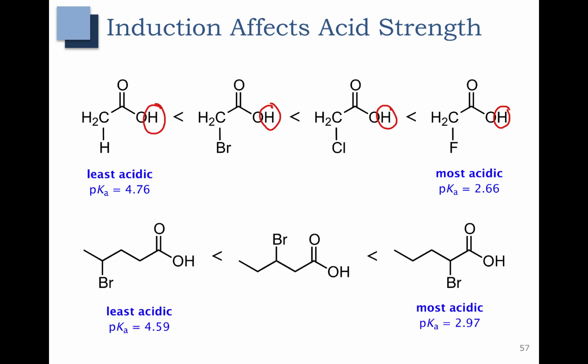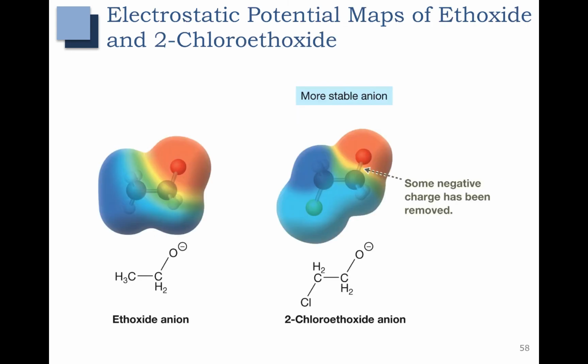Another trend that you see is the distance of the inductive effect plays a role. So if I have a bromine that's really close to the carboxylic acid, it's going to affect the acidity more. The further I move the bromine away, the less of an effect it's going to have on acidity. At some point, the bromine is going to be so far away that you essentially have the same level of acidity as if it wasn't there at all.